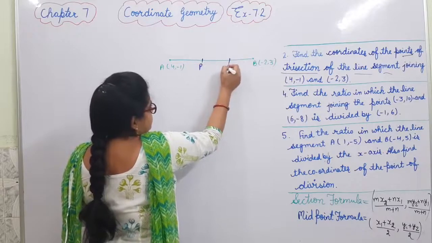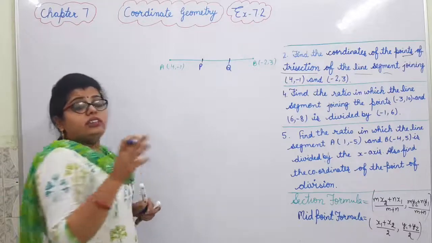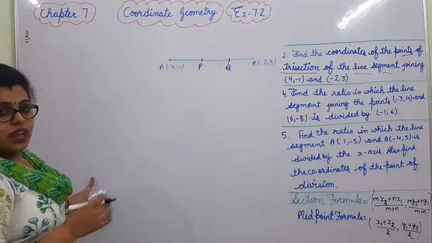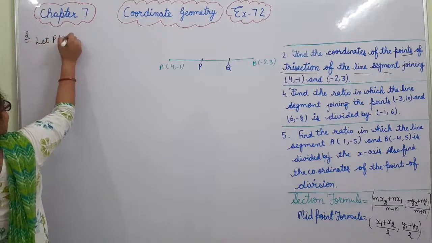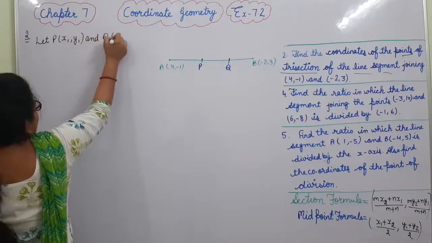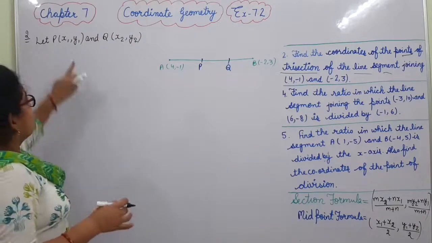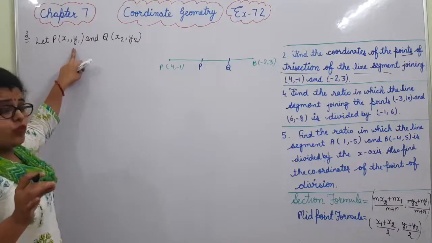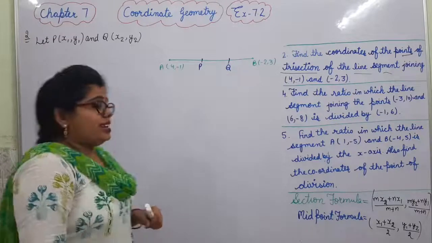Let P and Q divide the line segment AB in three equal parts. Then what will we write? See this question. Question number second. Let P have coordinates (x1, y1) and Q (x2, y2). Or you can take any points, A, B, C, D. It's your choice. But I am taking x1, y1 because the first point represents the x-axis and the second point represents the y-axis.